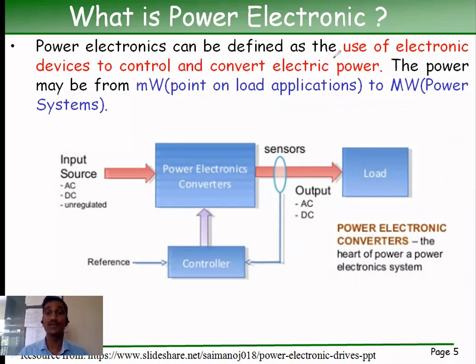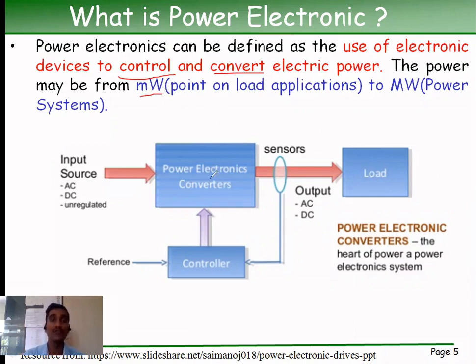So power electronics is nothing but the use of electronic devices or electronic circuit theory to control and convert electric power. So this is the first function, to control, and this is the second, to convert. The power electronics plays an important role in between the source and the load, and this is the power which we control or convert.